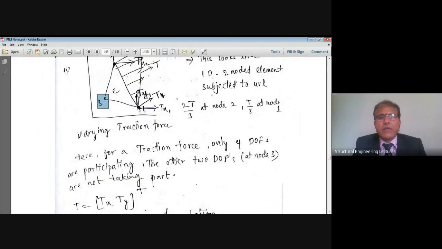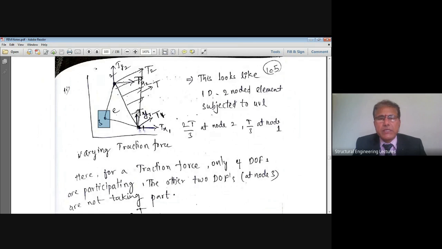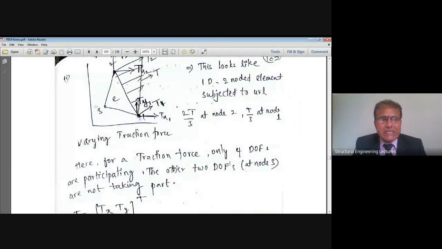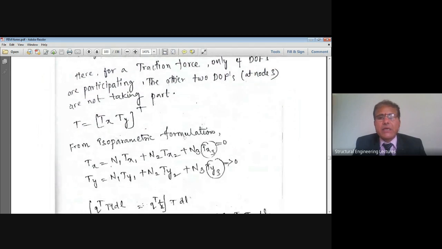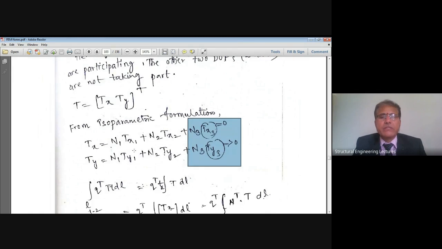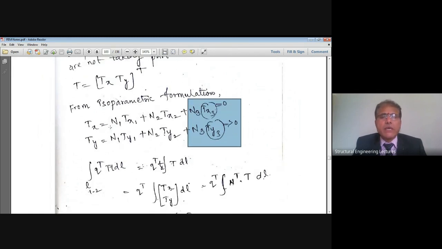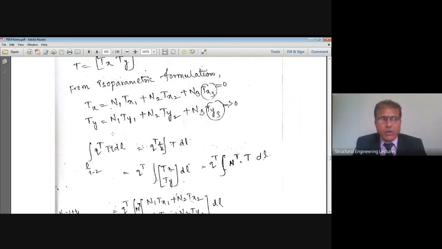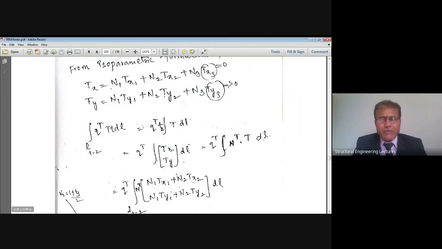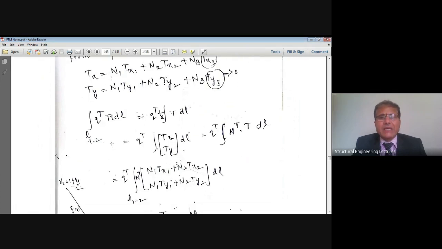However, the third shape function value is equal to 0 because the load acting on this surface 1 2 will not be contributing to node 3, hence N3 is equal to 0. Hence I can say that N3 multiplied by this term will not be there. This will vanish. Only two terms will be there. Hence Tx is equal to N1 Tx1 plus N2 Tx2. Ty is equal to N1 Ty1 plus N2 Ty2.